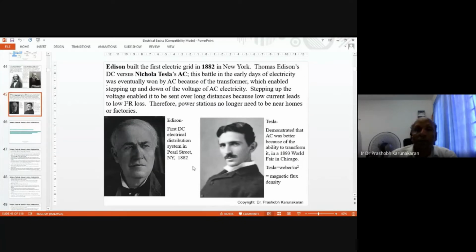Okay, these two guys, Edison and Tesla. Edison was a great inventor. He was a human, a hardworking human. Tesla, I'm not sure what he is, but he is beyond human. I can tell you that he's beyond human.